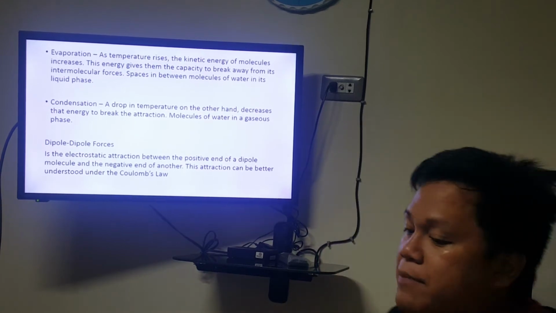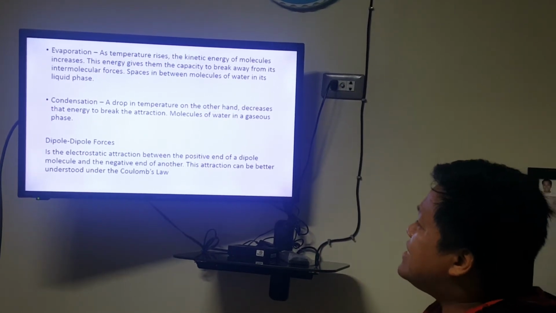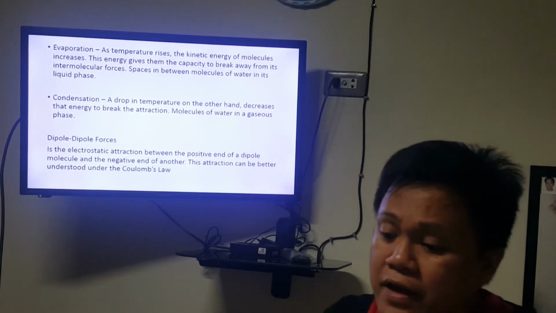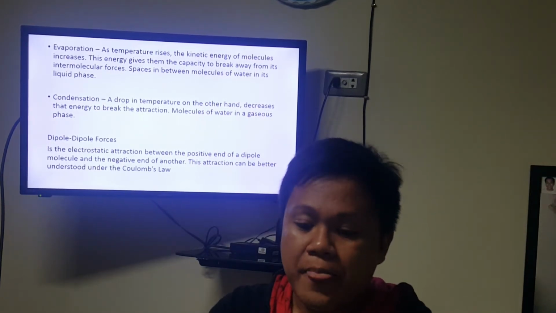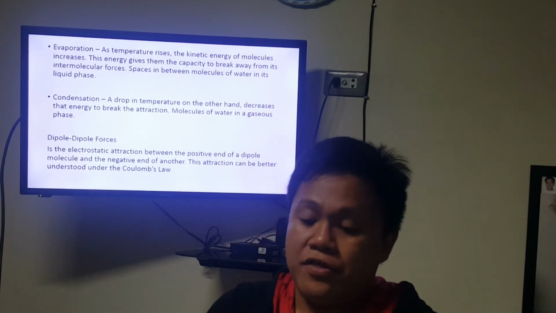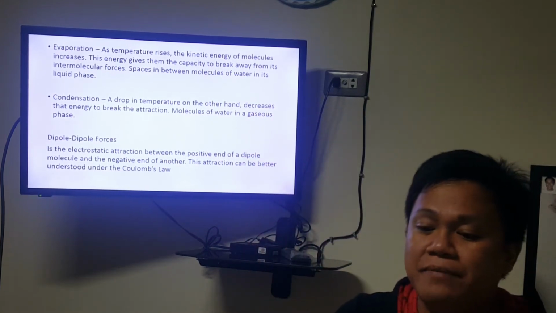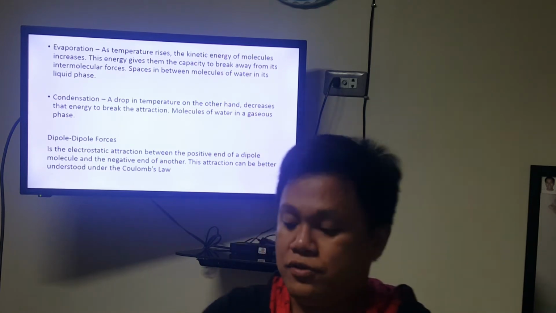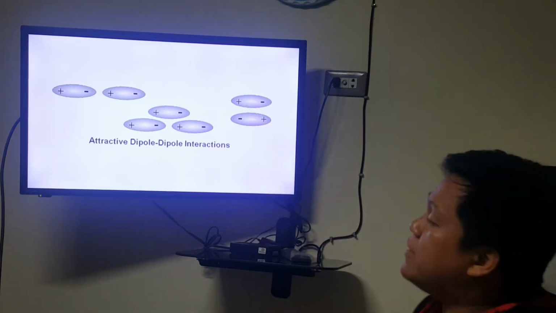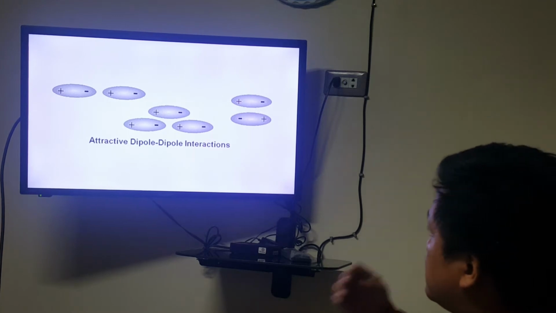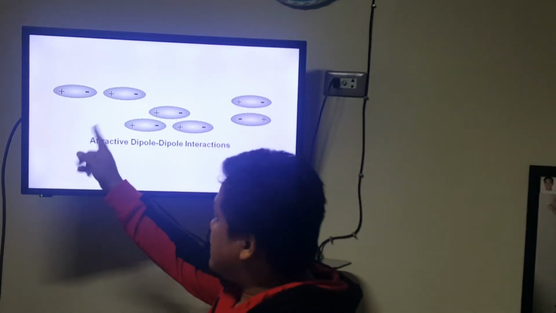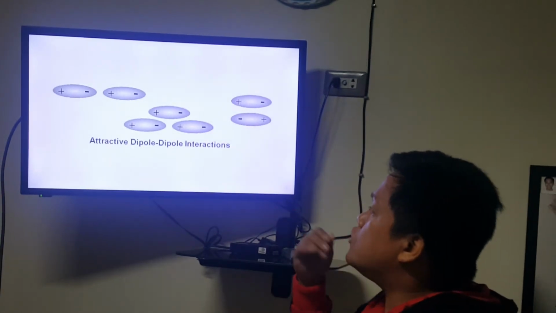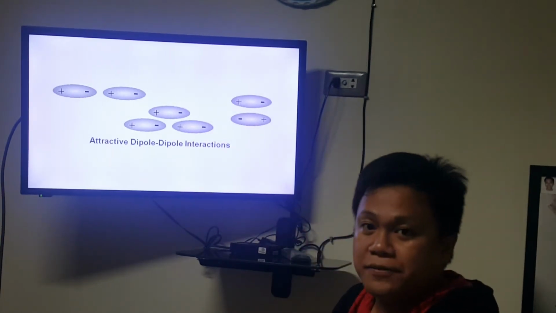Dipole-dipole forces is the electrostatic attraction between the positive end of a dipole molecule and the negative end of another. This attraction can be understood under Coulomb's law. So this is the attractive dipole-dipole interaction. We have the positive and the negative charge. So that is how dipole-dipole interactions look.